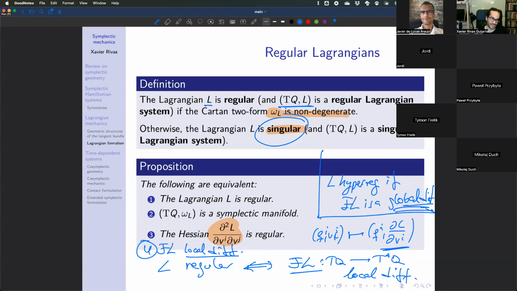I will give you some examples of singular Lagrangians. Actually, I couldn't resist telling you about them at the end of the last talk, and it provoked an interesting discussion about those Lagrangians. We'll see them once again today.